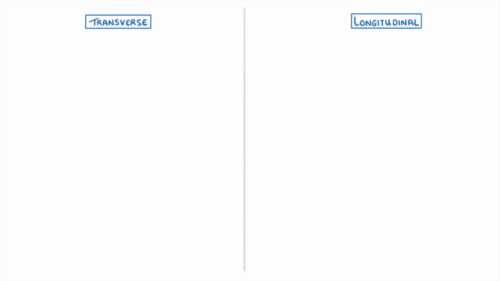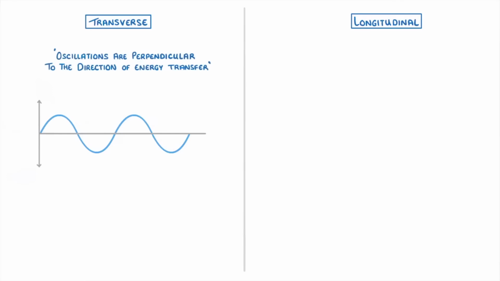The last thing we need to look at are the differences between transverse and longitudinal waves. In transverse waves, the oscillations are perpendicular to the direction of energy transfer, or the direction in which the wave is moving. Which is why on our drawing, the vibrations are going up and down, whilst the overall wave is travelling from left to right.